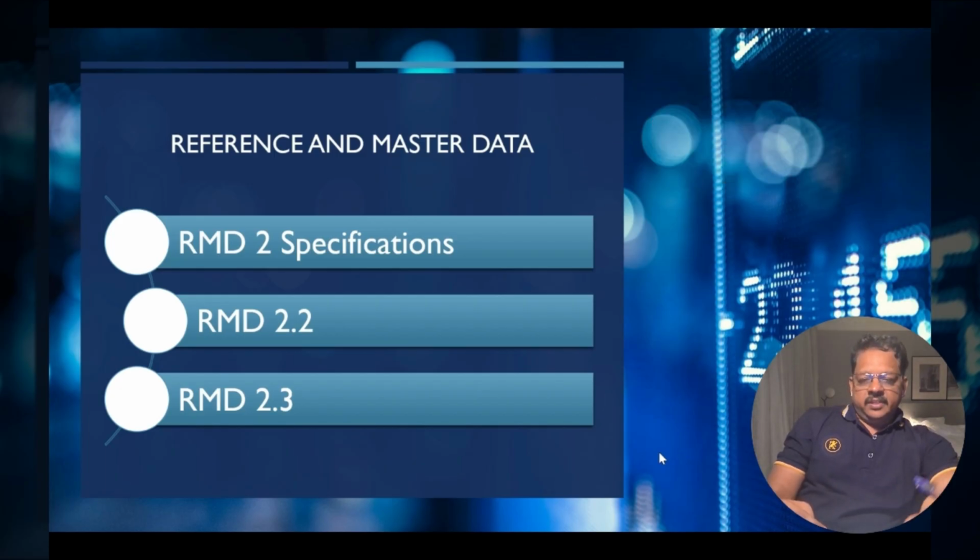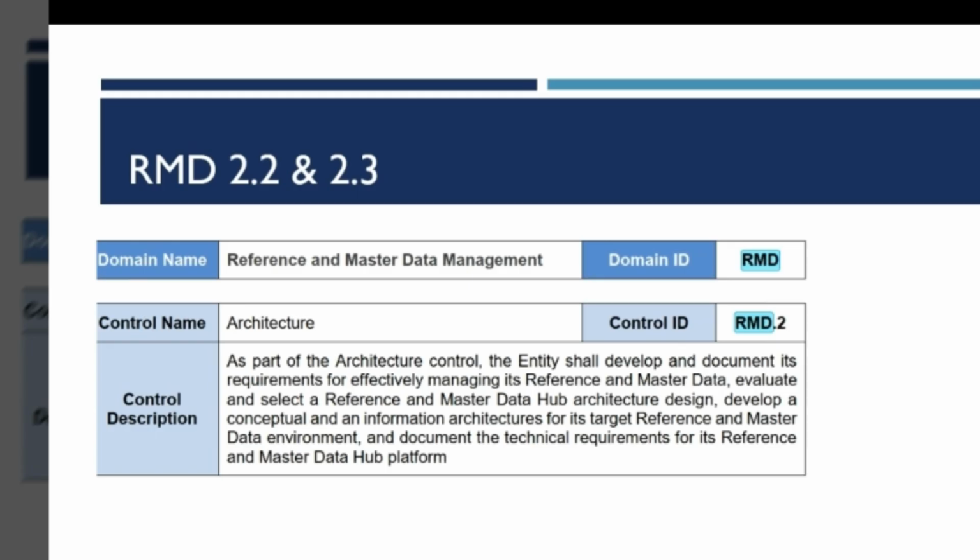So, in the last video, we mentioned what NDMO is. NDMO is the National Data Management Office, a regulator for the data available in the country of KSA, and they are providing data management and personal data protection standards. And RMD 2.2 and RMD 2.3 are two of the P1 category specifications. Let's see what RMD 2 is.